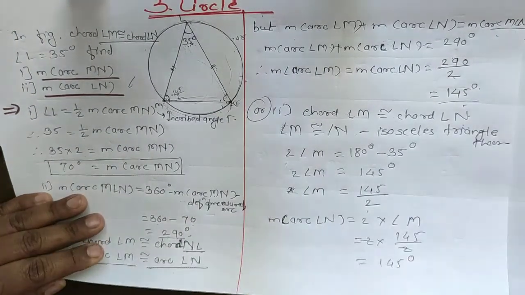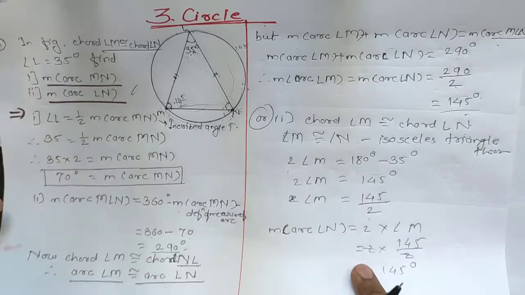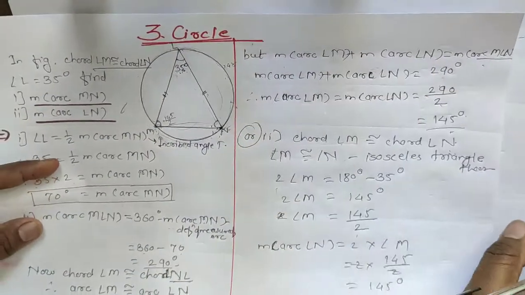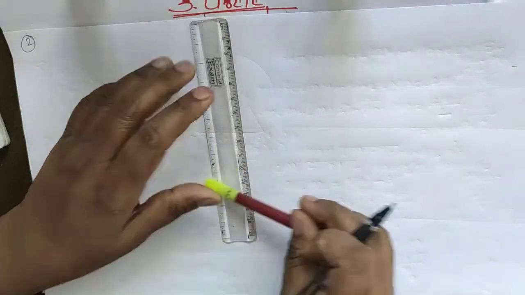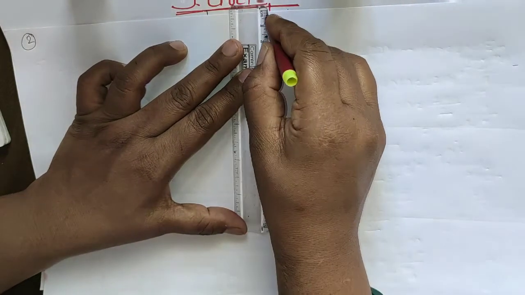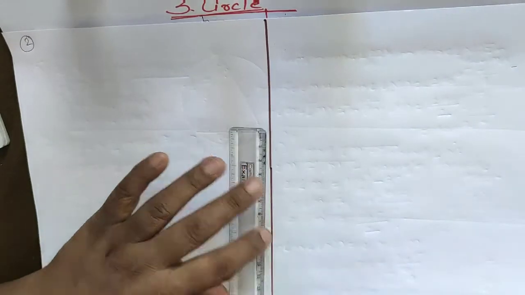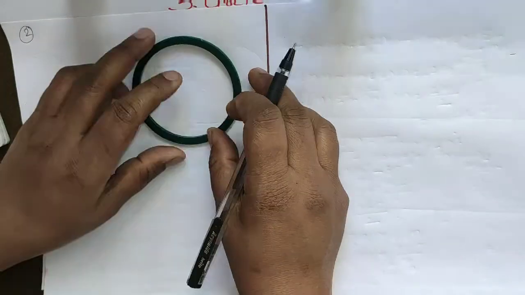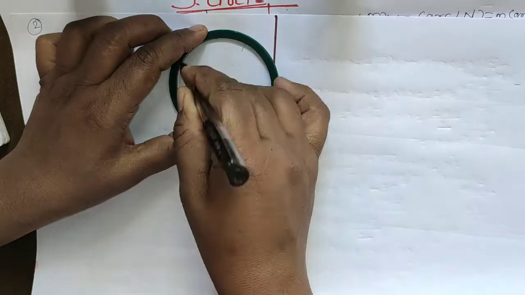Okay, now after this example we will see the next example, that is example number 2. So second example we will see. Question number 2. In figure. So here also we have to draw the figure first. Here it is the figure.